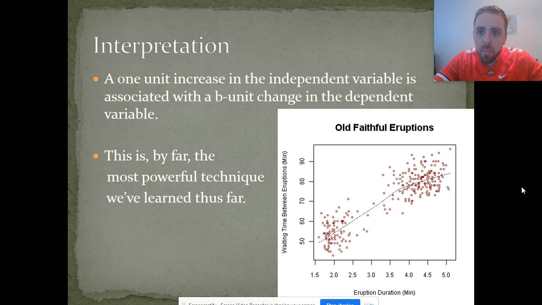So, reviewing my interpretation, a 1 unit increase in the independent variable is associated with a b unit change in the dependent variable. This is by far the most powerful technique we have learned thus far. I hope you can see just how powerful this is, to be able to predict not just the strength of a relationship, but the magnitude of the effect. And that is why this is by far the most important method in a sociologist's toolkit.